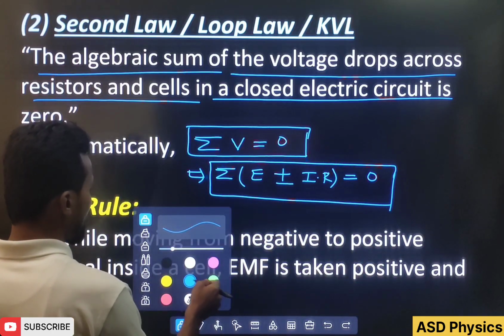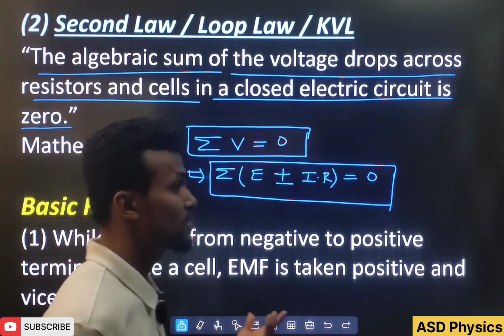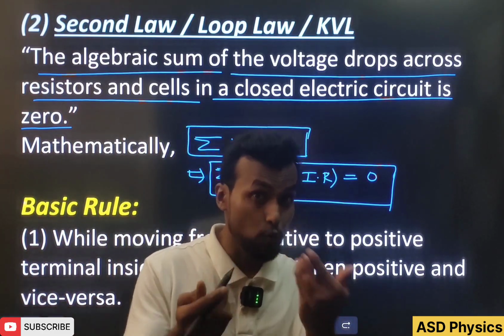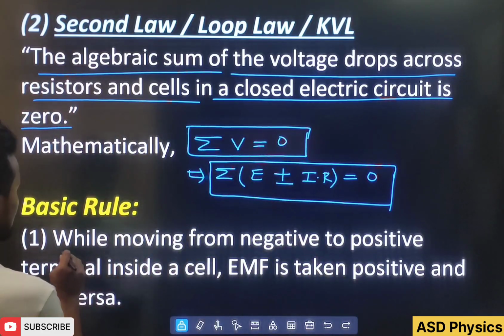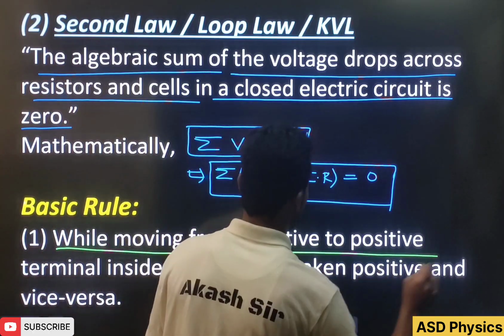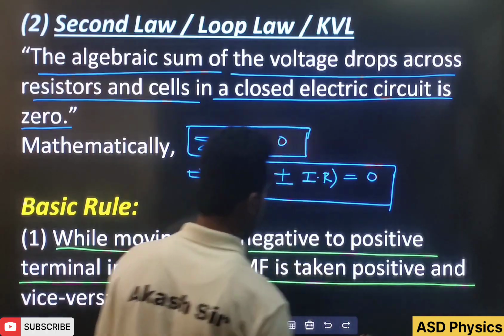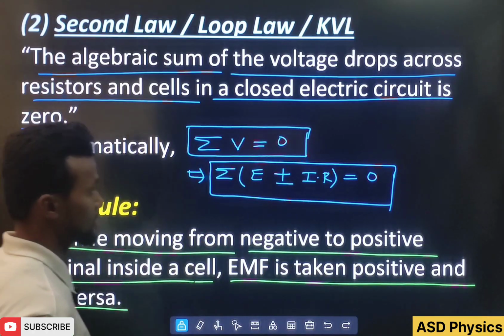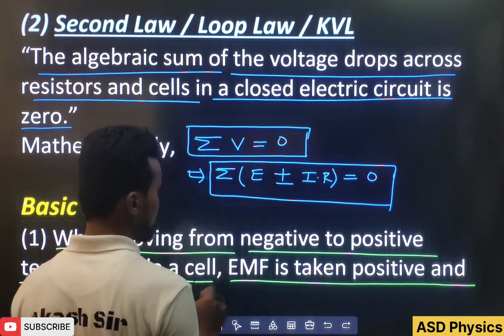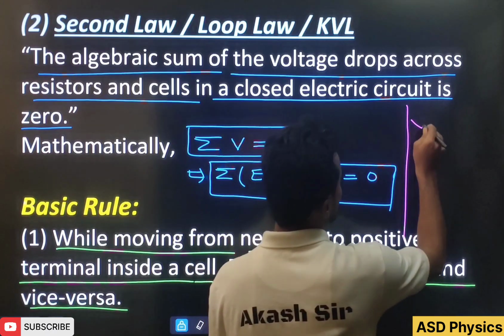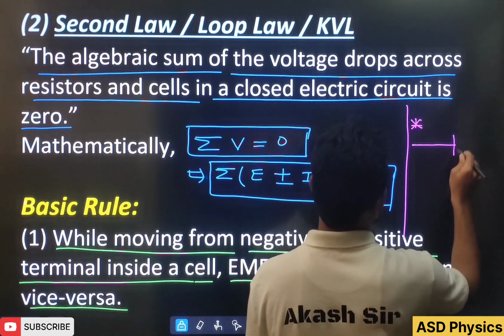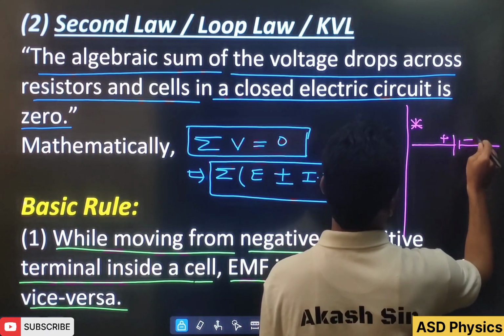To apply Kirchhoff's rule, especially the voltage rule, you should know the basic rules. So what are the basic rules here? For a cell, while moving from negative to positive terminal inside a cell, EMF is taken as positive and vice versa. That means students, for the example, if the cell is like this, long line plus, short line minus.